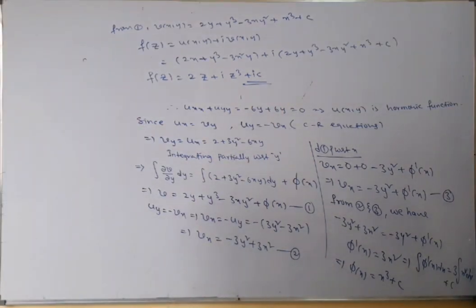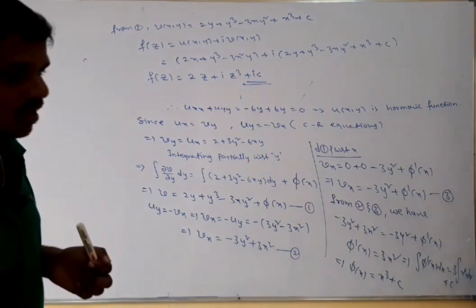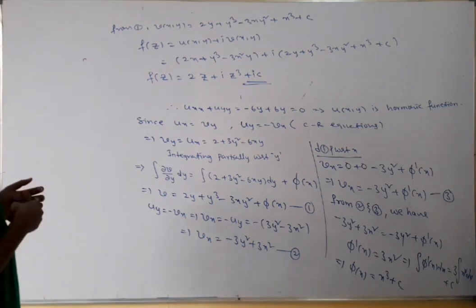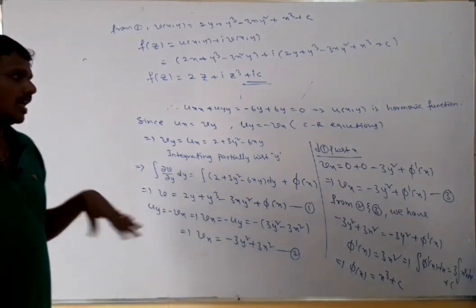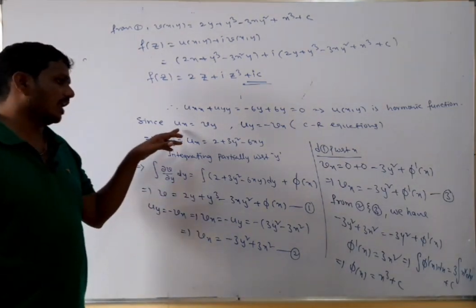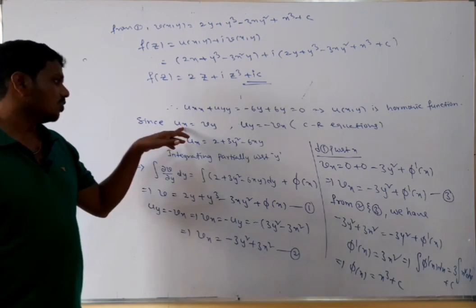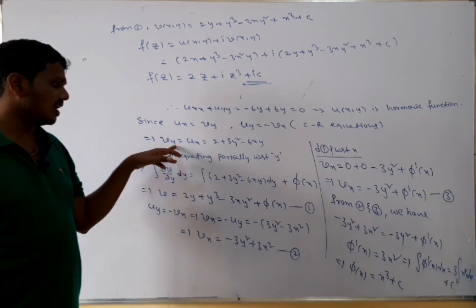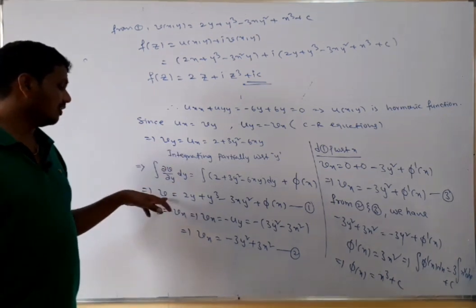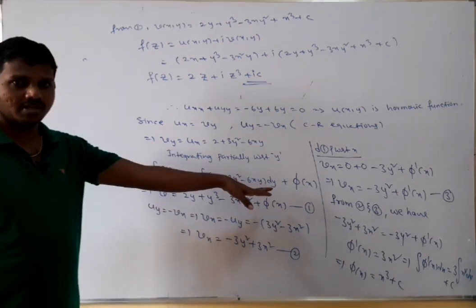Is it clear? u of x comma y. Remember, u of x comma y is given. First you are going to verify whether the u of x comma y is satisfying Laplace equation or not. If it is satisfying the Laplace equation, then you go for the direct CR equations. From this ux is equal to vy, you will get the vy. Yes, integrating partially with respect to y, you will get v. That can be taken as equation number 1.